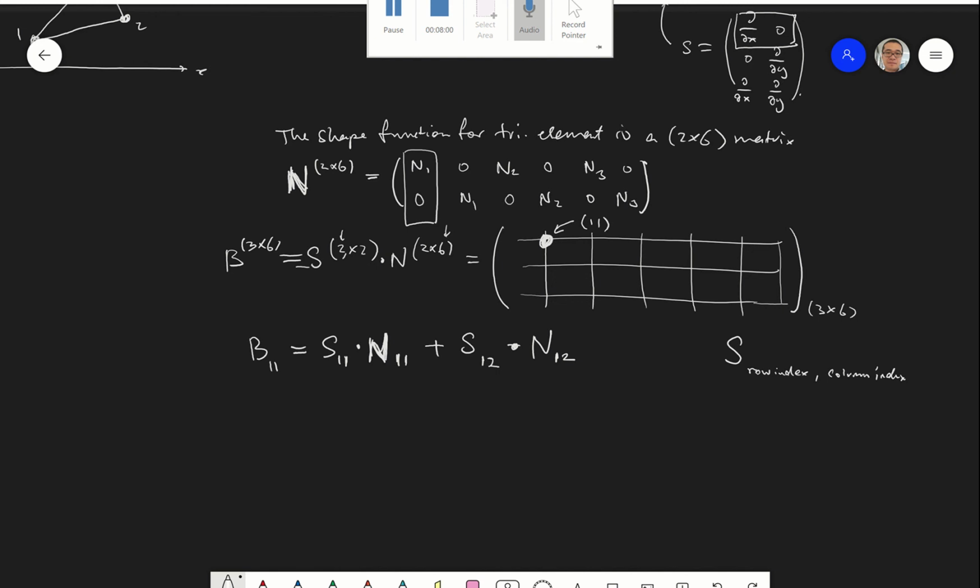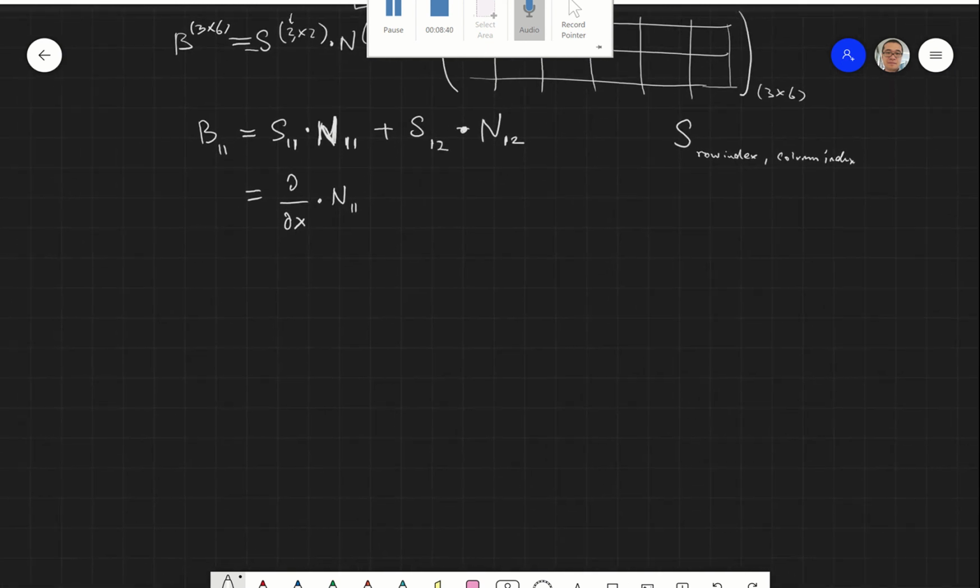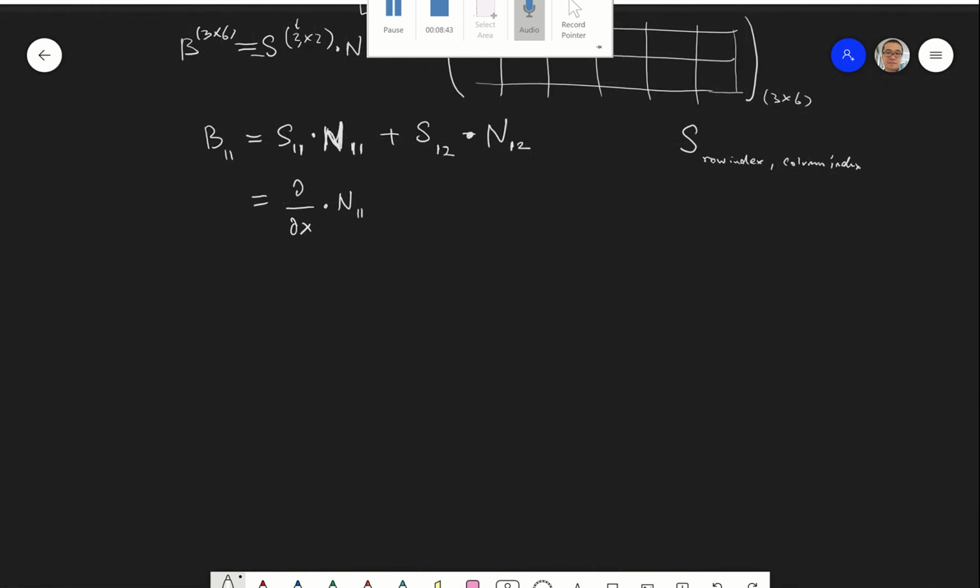Now I can't actually do the dot product because here S is actually a differential operator. So what does that mean? What's S11 in this case? Well, first row, first column, that's d by dx. So we have d by dx, and I don't know what N11 is, so I leave it there. And S12 is first row, second column, which is 0, so that gives me 0, which we can just ignore. So B11, this first matrix element, is d by dx of N11, right?